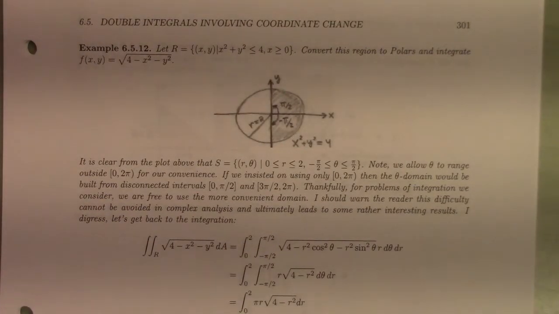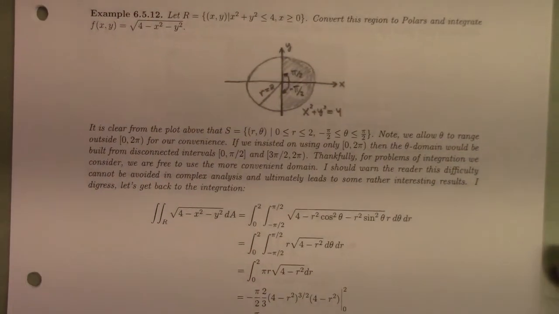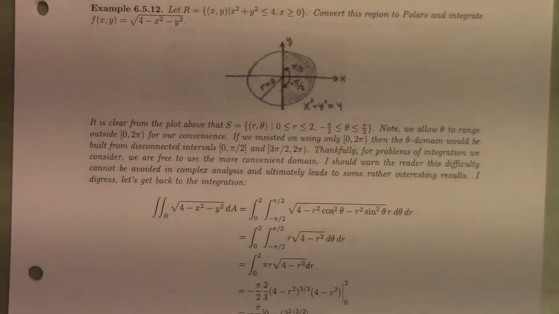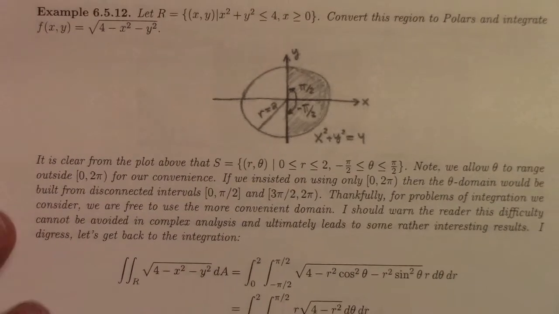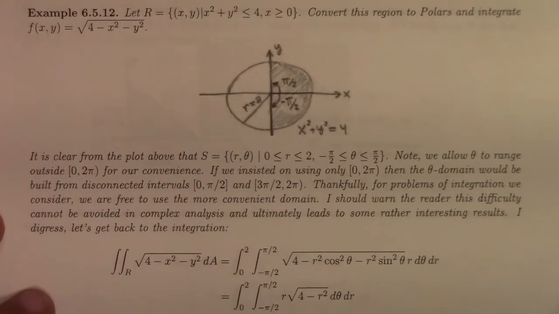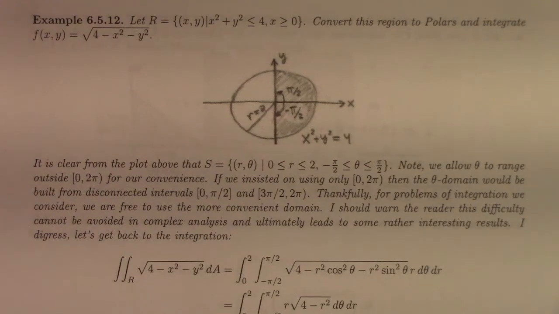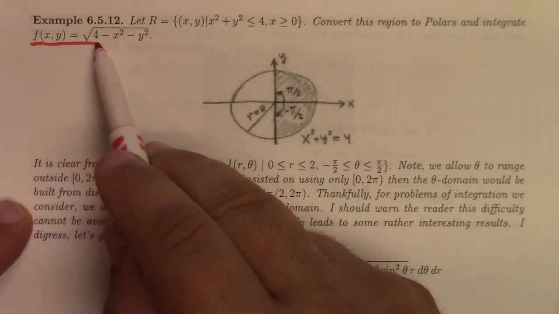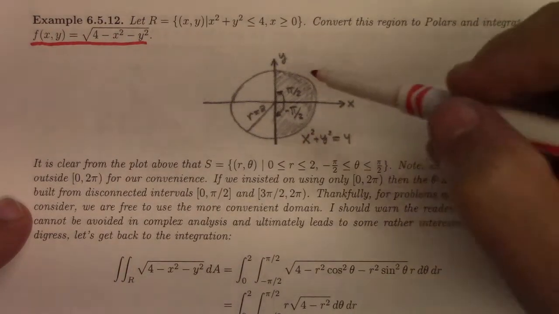Okay, so here's an example. Example 6.5.12 in my notes, and let's see if we can look at this one right quick. Let me zoom in a bit. Alright, so we're asked to integrate this rather unpleasant function, the square root of 4 minus x squared minus y squared, over this region, x squared plus y squared less than or equal to 4 and x greater than or equal to 0.